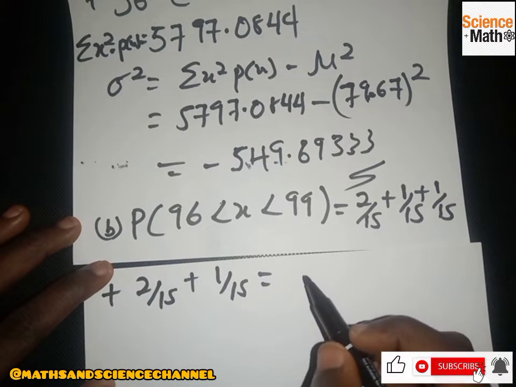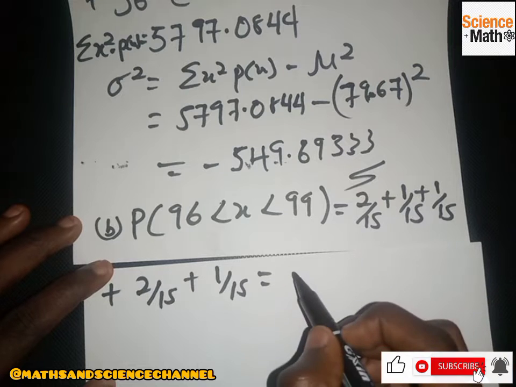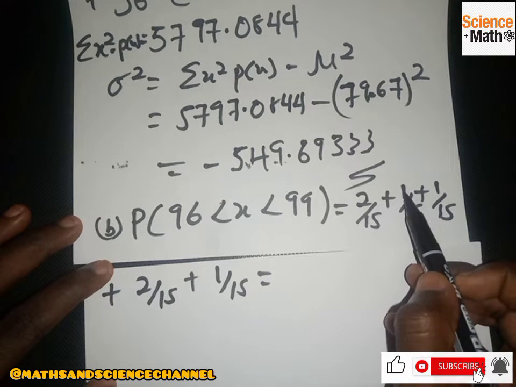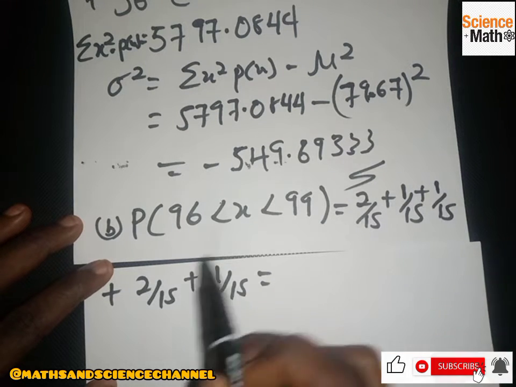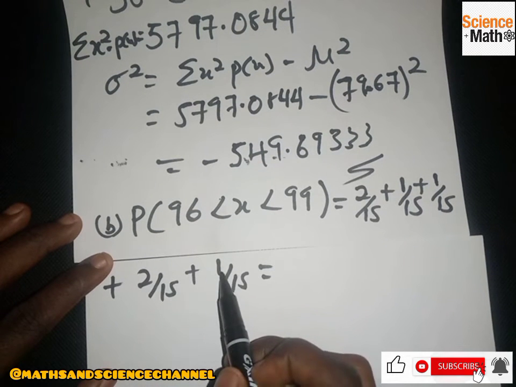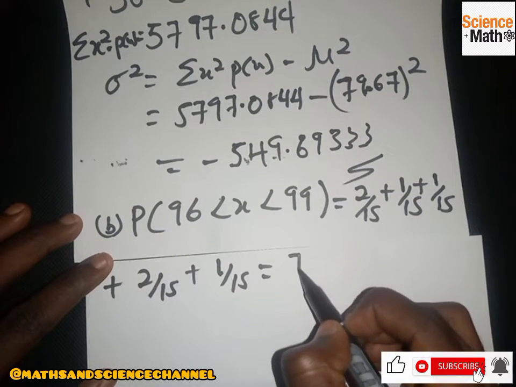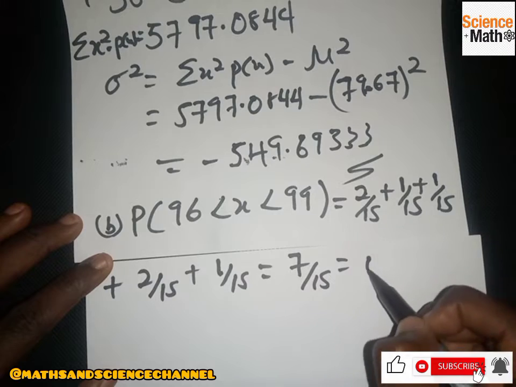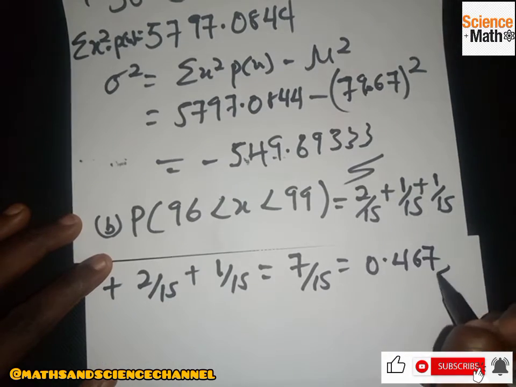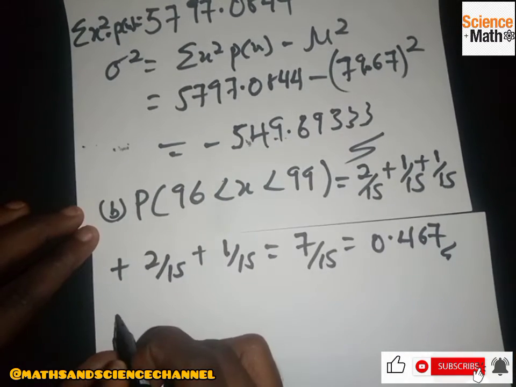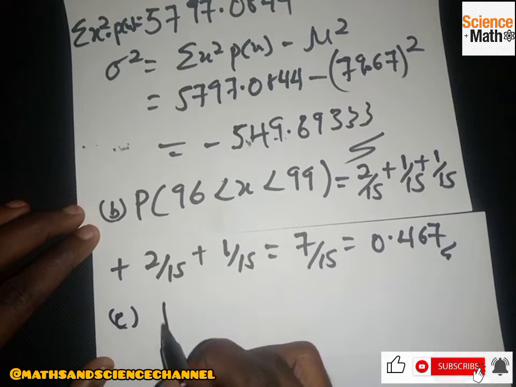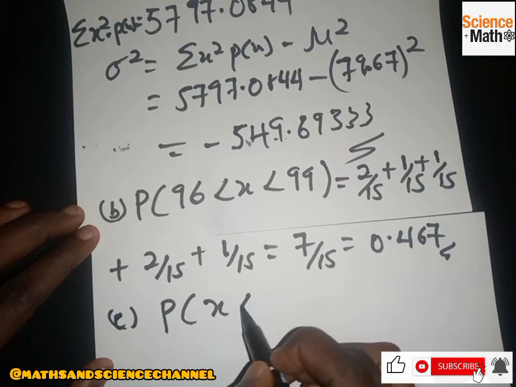When we sum the whole of that, we should get 2 plus 3 plus 1, 4 plus 2, 6, and then 7. So we should get 7/15, which is equal to 0.467 in this case.